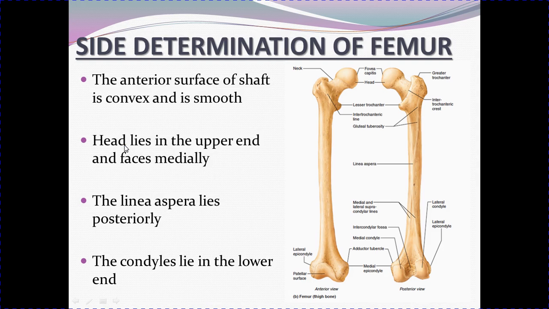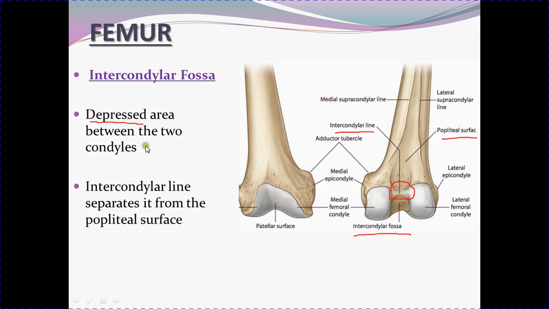By this we finish the lower end of the femur. In the lower end we said it is broad and expanded. It has two condyles, a medial condyle and a lateral condyle. Just above the condyles, there are small elevations which are called epicondyles: lateral epicondyle and medial epicondyle. Just above the medial epicondyle, there is a small projection which is called the adductor tubercle. From these, the supracondylar ridges are running upward.